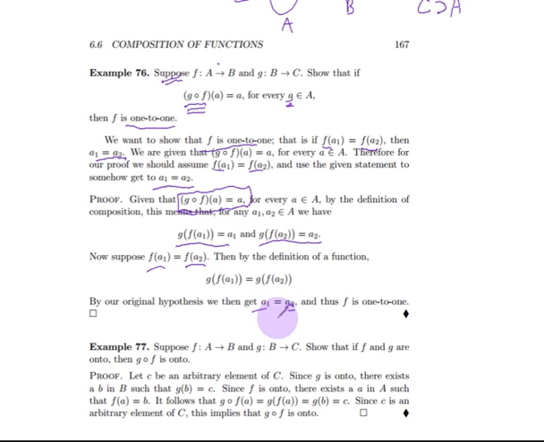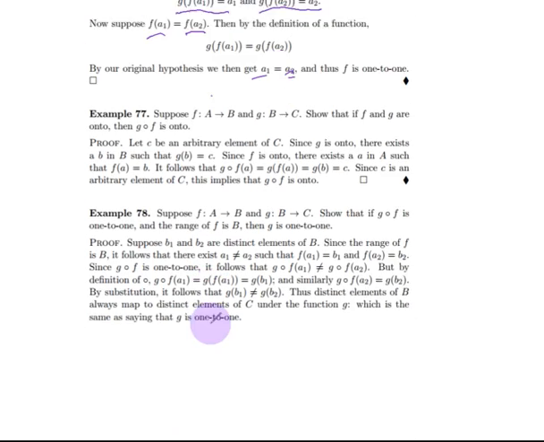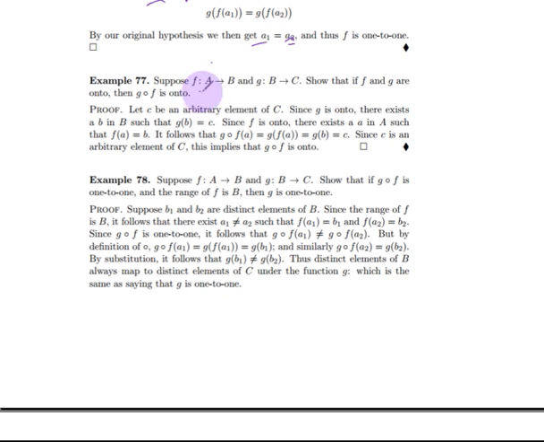Okay. All right, let's consider another example. Suppose f goes from A to B and g goes from B to C. Show that if f and g are onto, then g composed f is onto. Now, why should this be true? Let's go back to our whiteboard and see.